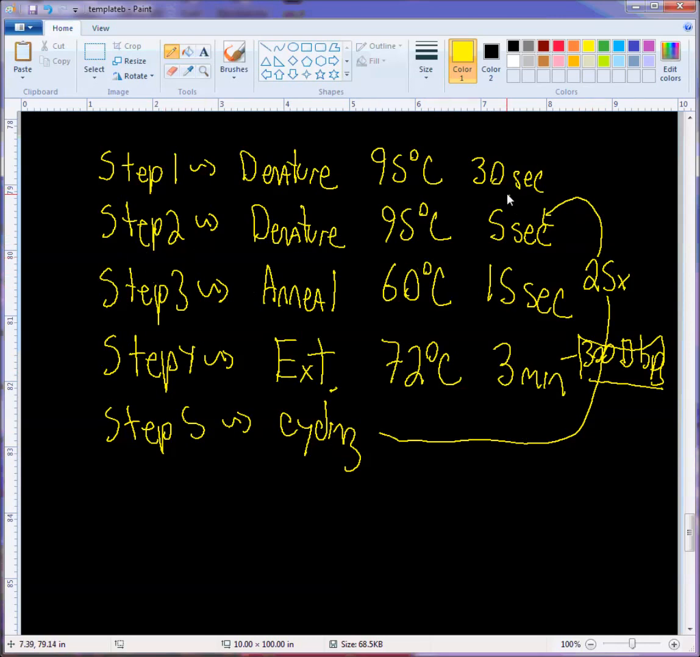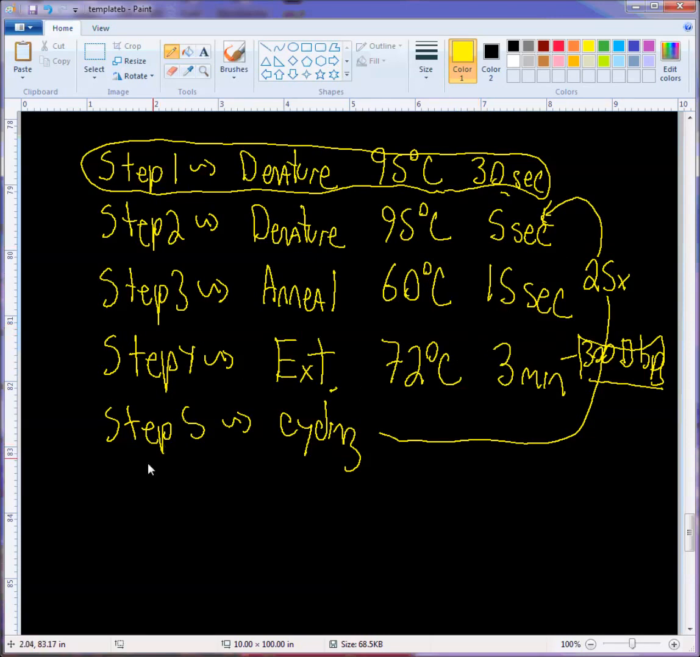So the reason we do that is we want to minimize the amount of time our polymerase spends at 95 degrees Celsius. So we do an initial denaturation just to make sure all that template DNA is denatured, of 30 seconds, a long one, and then we've learned that each subsequent denaturation step only has to be relatively short for PCR to work just fine.